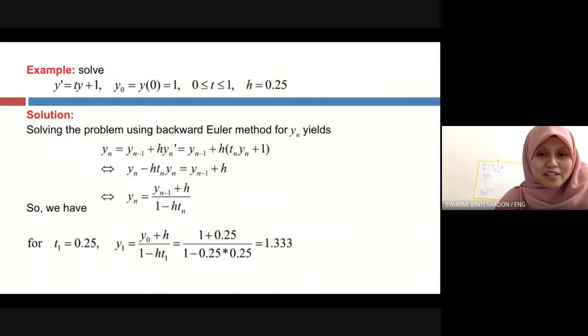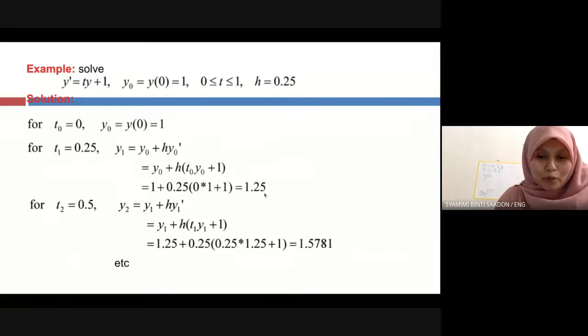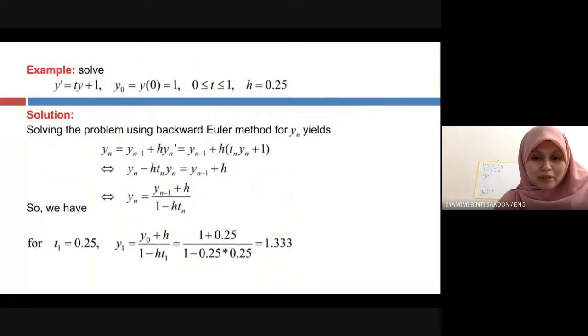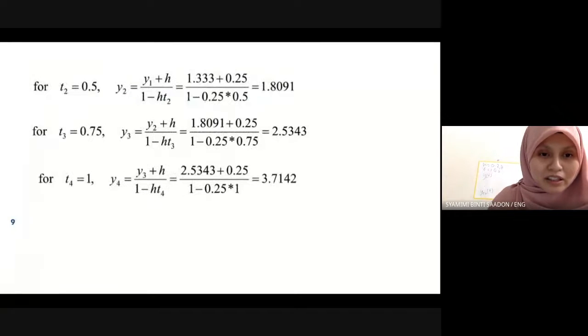So for backward, the same problem as just now, but this time we use the backward method. By using the backward method, we have this equation. We have to divide, and we get 1.33 at t1. Just now t1 was 1.25, so it's just different; the difference is not too big. Using the backward we have 1.33. Then t2 until t4, so this is the calculation.